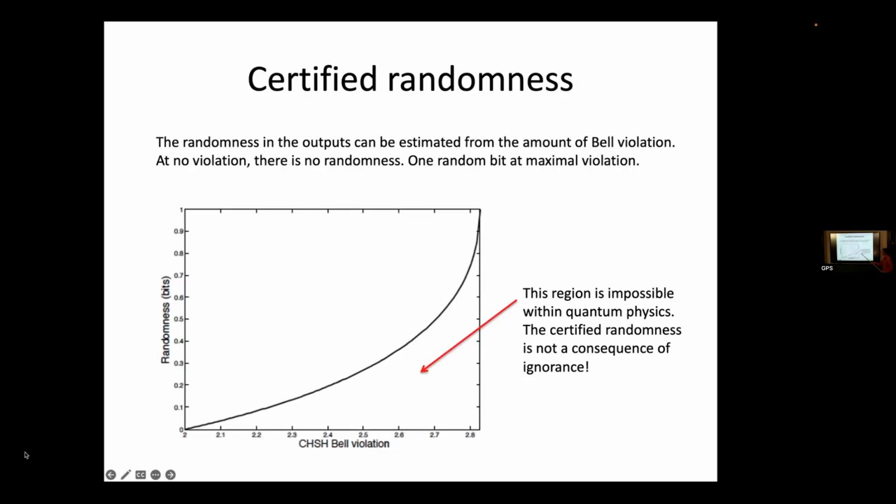So you can even make this quantitative. As a function of the Bell violation, you can see how much randomness there is in the outputs of a Bell experiment. I went a bit fast. I hope it's good for you.